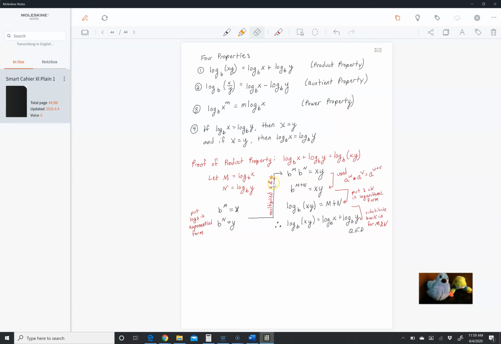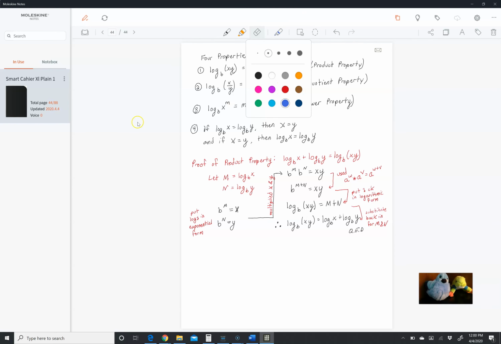This would be the same, except instead of multiplying, we would divide, which means that this would become b to the m minus n equals x over y. So when we turn it back into logarithmic form, we would have log base b of x over y is equal to m minus n. So this would become log base b of x minus log base b of y. So the only difference between the proof for the quotient form is every time that you see us multiply here, you would be dividing, and every time that you see us adding here, we would be subtracting. That's it. Otherwise, it's the same proof. Okay, let's do the proof of the power property.